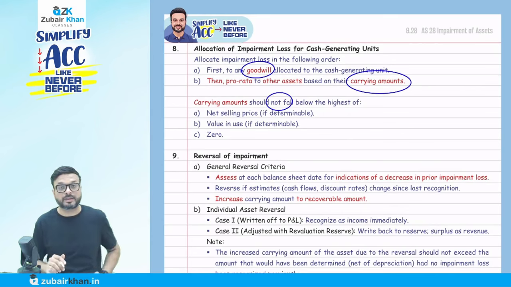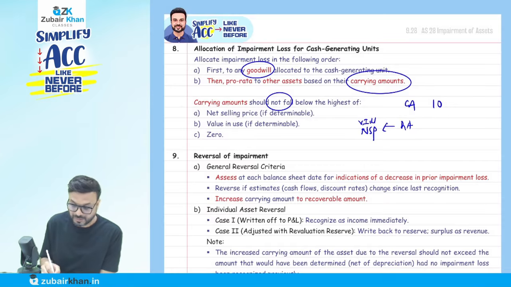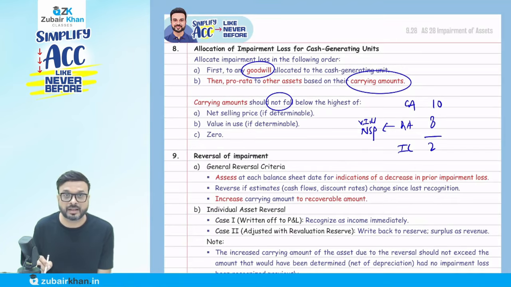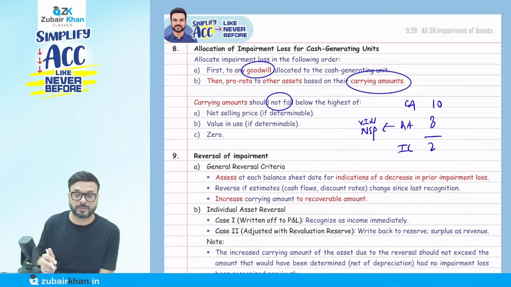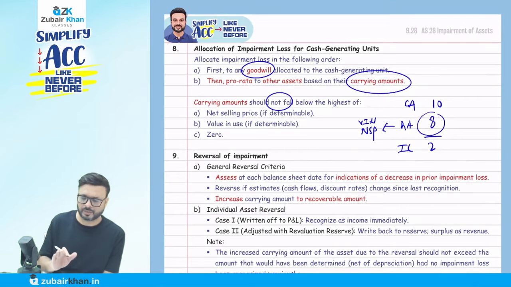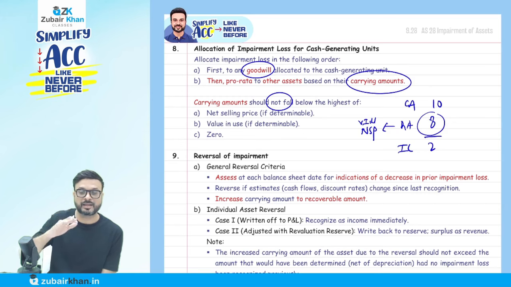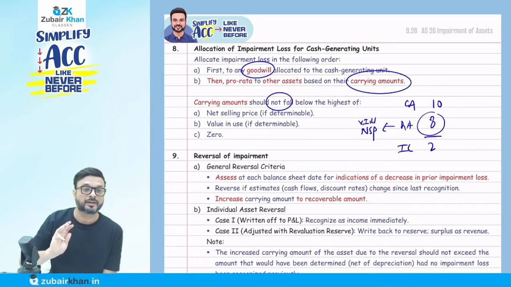So what does it mean? Suppose the carrying amount is coming 10. And the recoverable amount is the highest of the value in use and the net selling price, suppose that is coming 8. So how much impairment loss do I have? I have an impairment loss of 2. So obviously my carrying amount should not fall below the highest. I mean to say, my carrying amount cannot be less than the recoverable amount, which is 8 here. So my carrying amount is going to reduce by these 2 of impairment loss, but it will still be at 8 only. So my carrying amount should not fall below the recoverable amount.